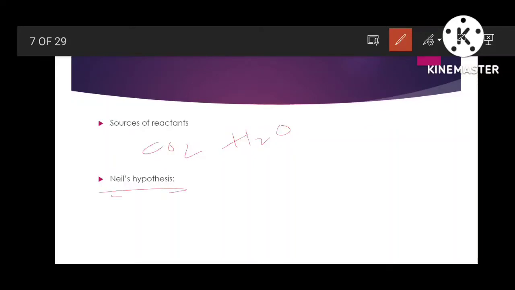Now we have to consider a hypothesis called Van Niel's hypothesis, which explains that oxygen released in the air by plants is the oxygen present with water, not oxygen present with carbon dioxide. He came to this statement based on his investigations on photosynthesis in bacteria that make carbohydrates from carbon dioxide but do not release oxygen. That is, bacteria make their carbohydrates from carbon dioxide and they do not release oxygen, right?